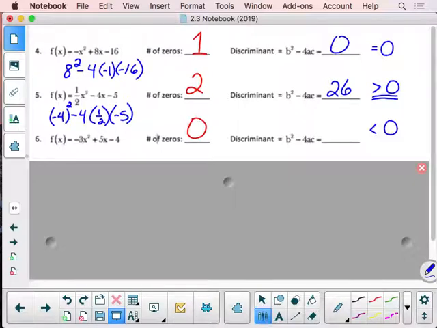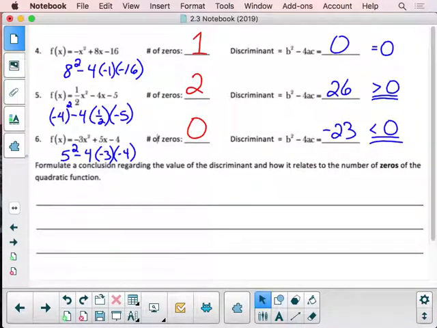And finally, b squared, 5 squared minus 4 times negative 3 times negative 4, ends up being 25. And then negative 4 times negative 3 is 12, but times negative 4 is negative 48. And 25 minus 48 is negative 23. Guess what? It ended up being negative. So it holds true. So when you write this in your notes, please write this in your notes.